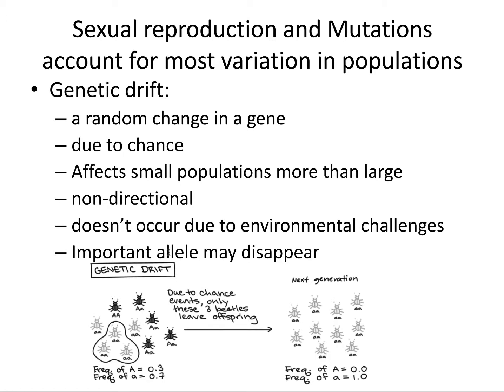In this case, the allele that's being eliminated is the dominant allele, which is capital A here, and only the recessive remains, and we have only the white or light-colored bugs. So again, it's a random change. It's due to chance. It affects small populations more than large populations, right? The smaller the population, the more enhanced this genetic drift will be. And it's not due to environmental challenges. Again, it's just a random occurrence.